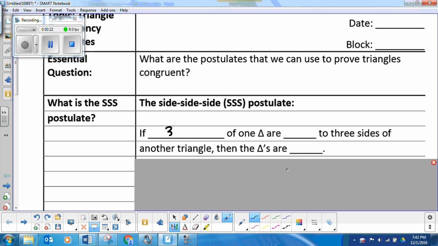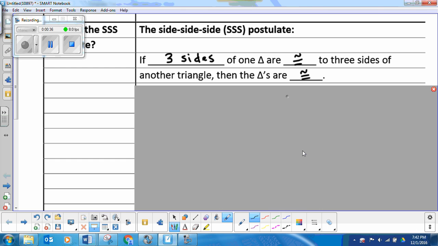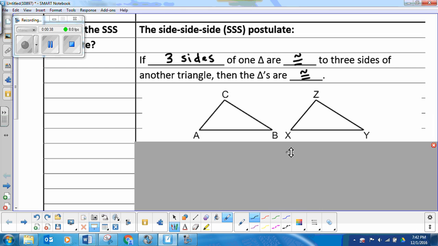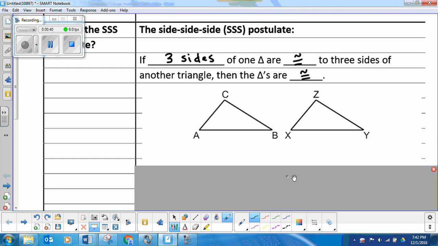If three sides of one triangle are congruent to three sides of another triangle, then the triangles are congruent. So let me open this up a little bit. Let's see how this looks with two triangles.